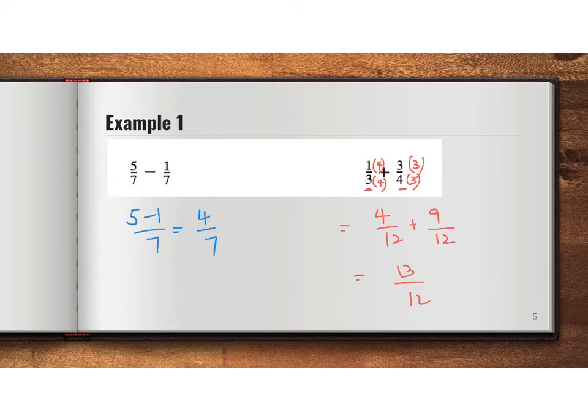So the goal is to find the common denominator and then add the numerators.